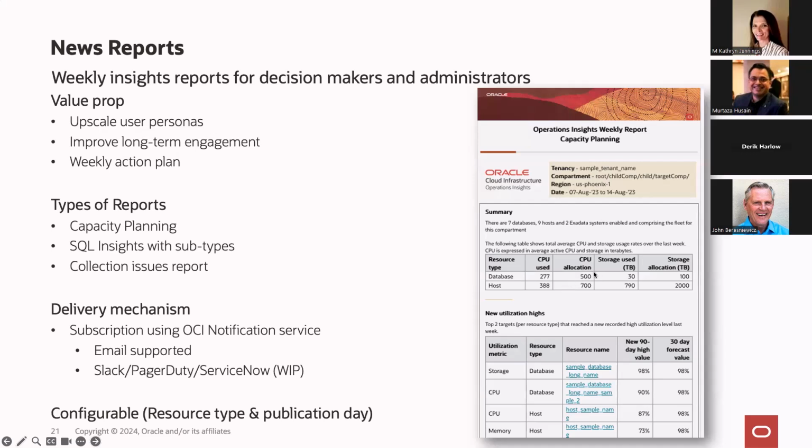What is the storage used and storage allocated. And then similarly, it provides some of the key utilization new highs across your targets for storage, CPU, and memory with the in-context resource name. So the user can very easily click on these resource names and go to the service and see what's going on in terms of any highs and lows for that particular resource.